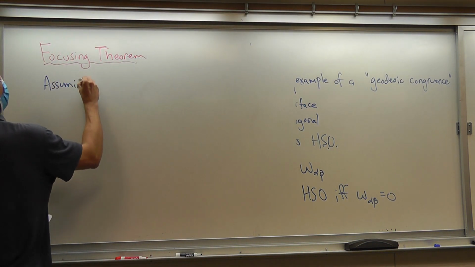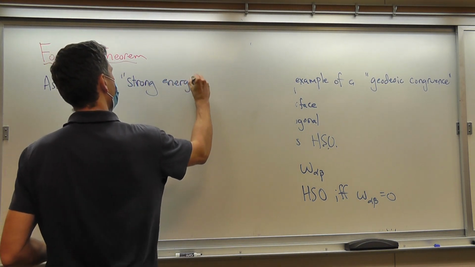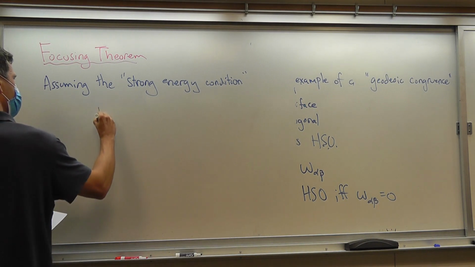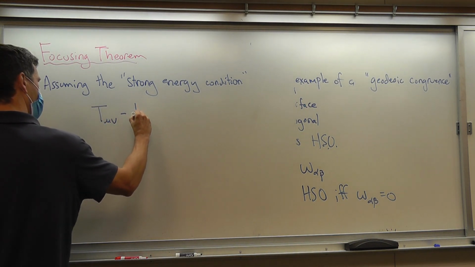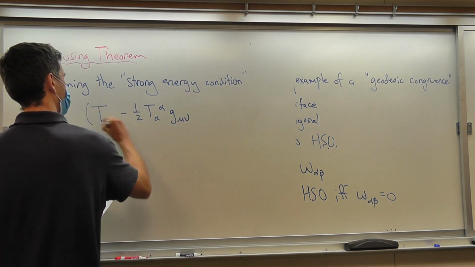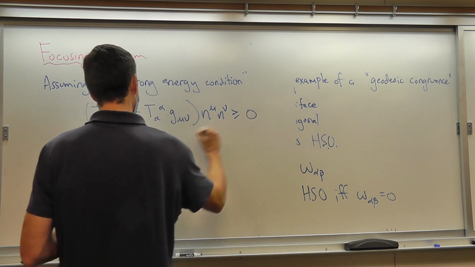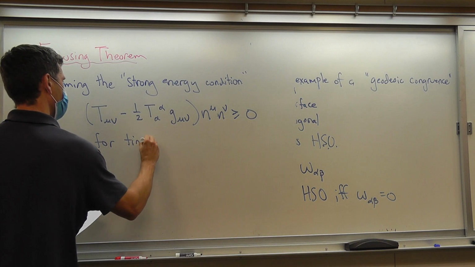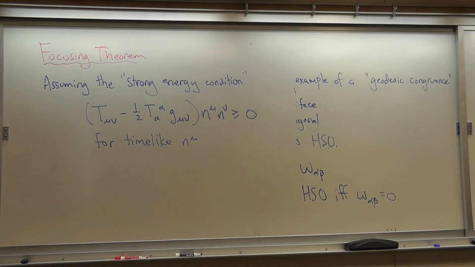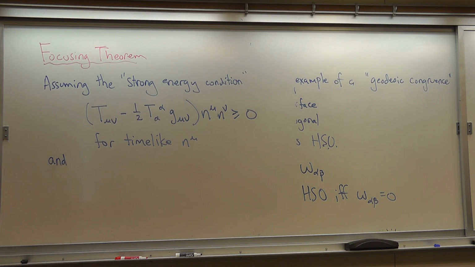Assuming the strong energy condition. So the strong energy condition states that T mu nu minus 1/2 trace T, G mu nu, N mu N nu is greater than or equal to 0 for time-like N mu. And the Einstein equation.